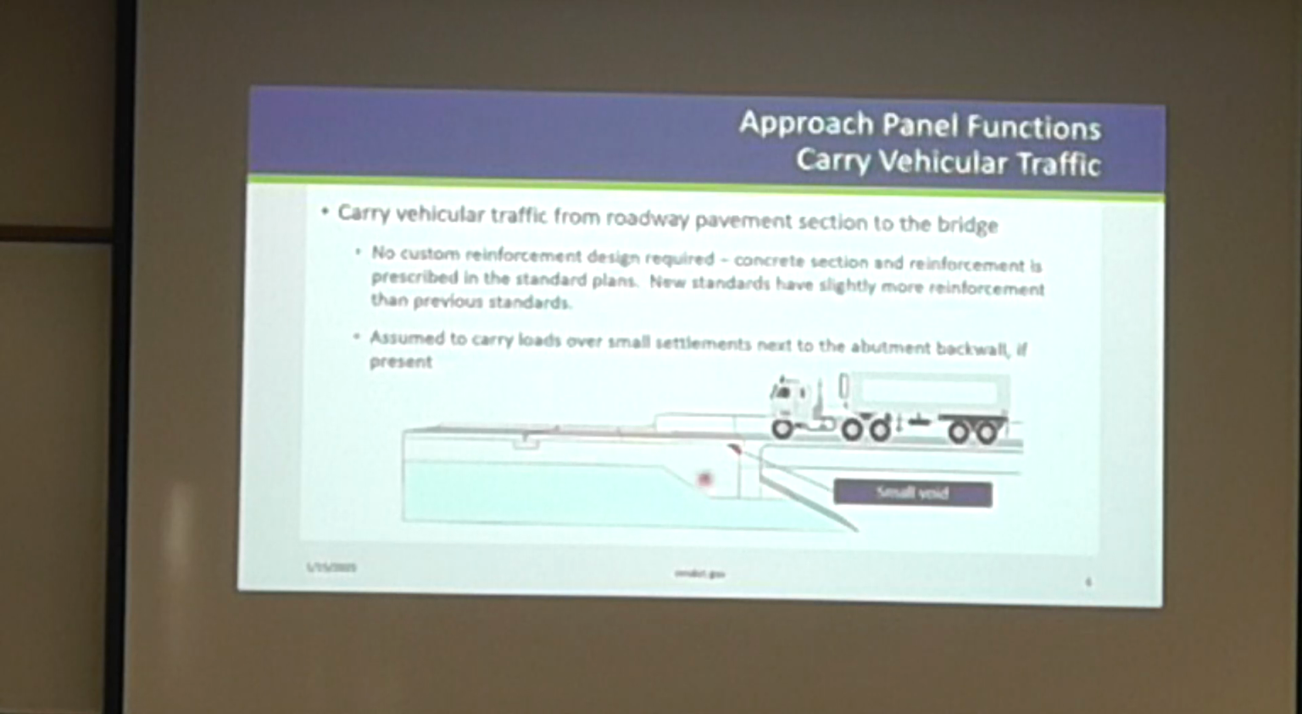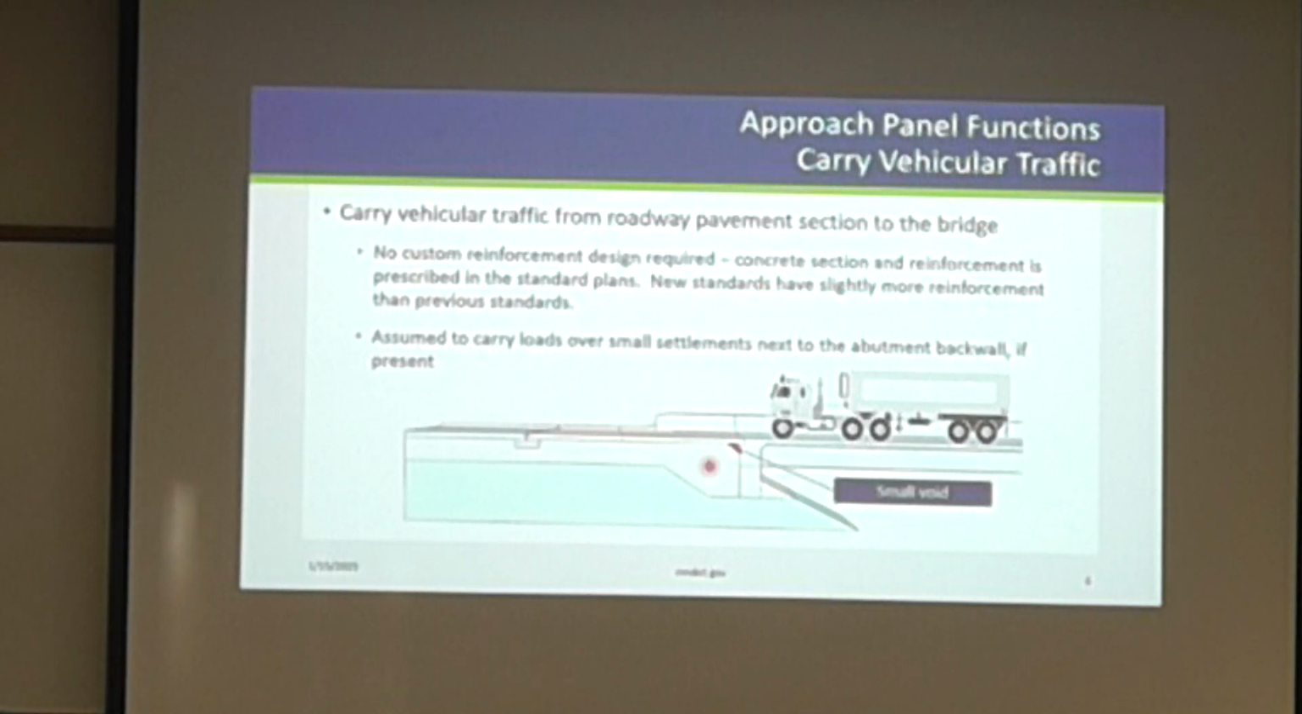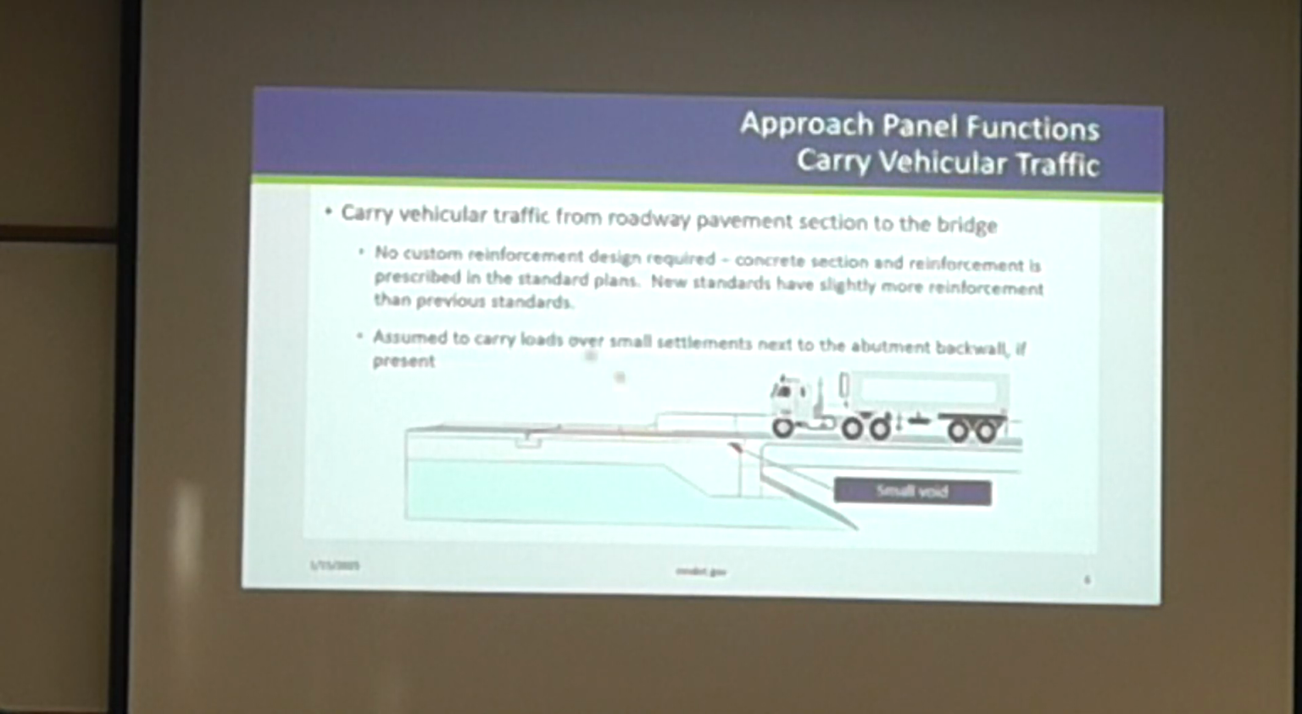And so we really designed them, there's a potential that there might be a small void, as kind of indicated here, potentially from settlements or whatever, erosion potentially, where we need that approach panel to resist that small void. So we assume that they carry those loads over that small settlement next to the back wall.